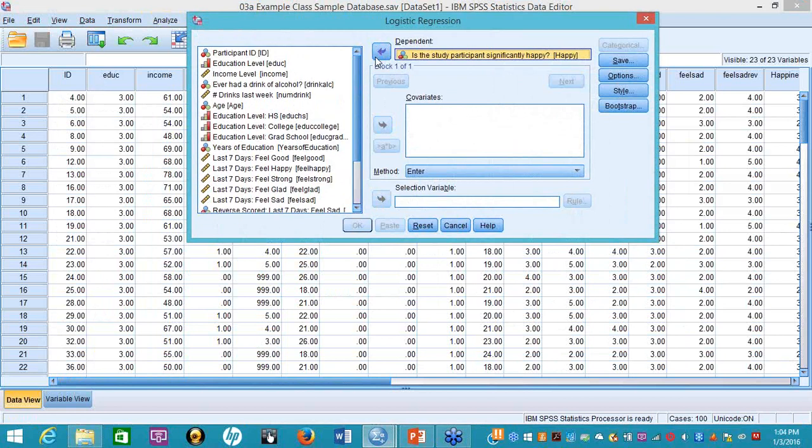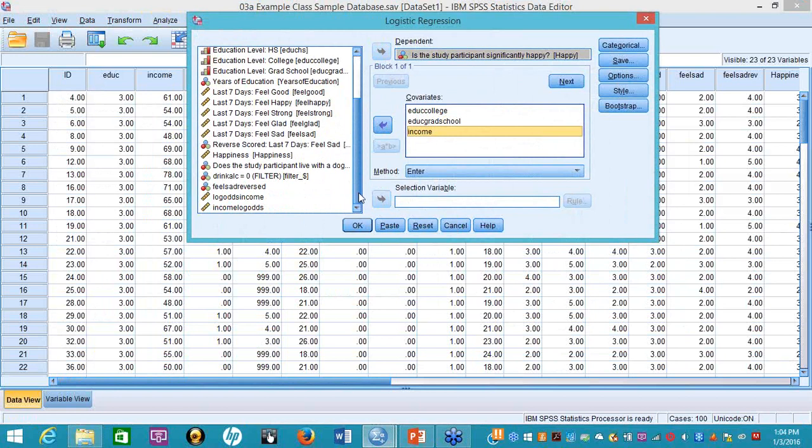So of course, we leave out the reference group. So we leave out education high school. We put in education level college, education level graduate school. We put in our other covariate variable, income level. And then of course, we put in the independent variable, do you live with a dog or a cat? And we're all set up.